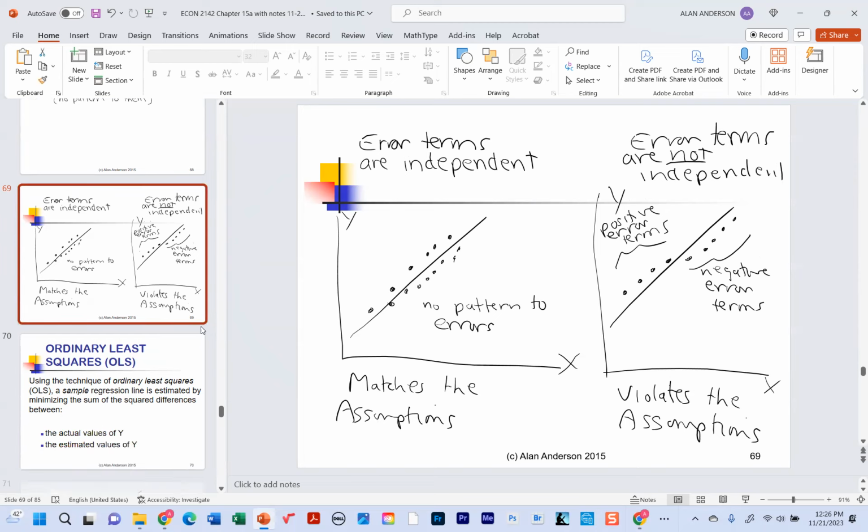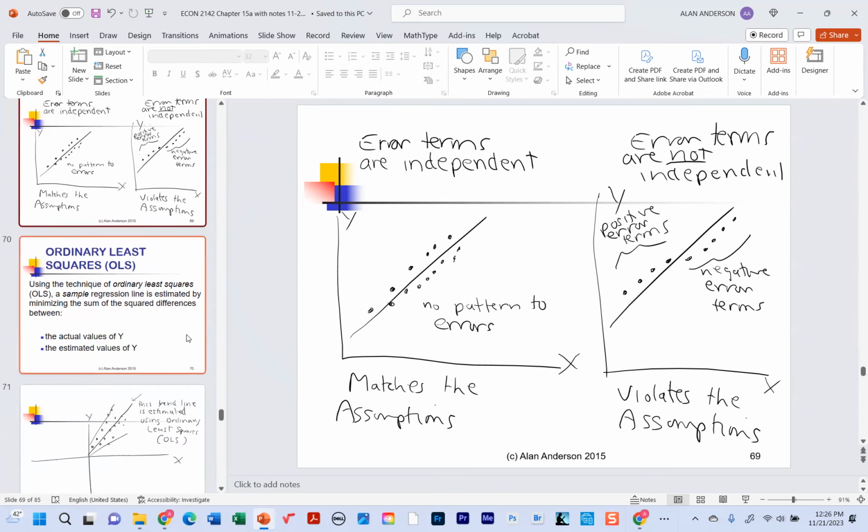All right, and now the last thing I just want to mention here is that there's multiple different kinds of techniques we can use to carry out a regression analysis. The one that we're using is called ordinary least squares. All right, so let me give you a second to catch up.